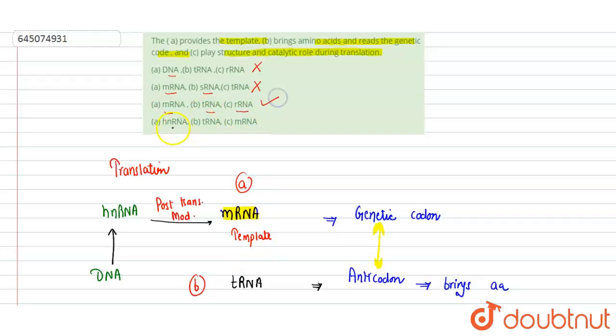This is correct. Heteronuclear RNA: usually students get confused between heteronuclear RNA and mRNA. Heteronuclear RNA is the precursor form. It is not the modified version. It contains introns, while mRNA is a template, a messenger which contains only coding sequences. So this is incorrect. Option C is correct. Hope you get it.